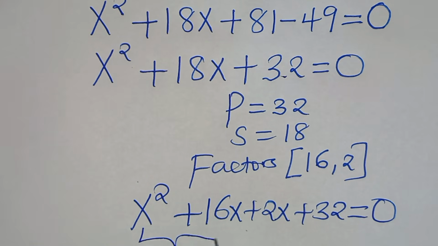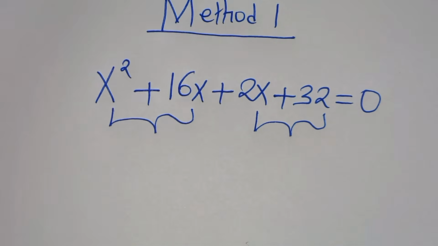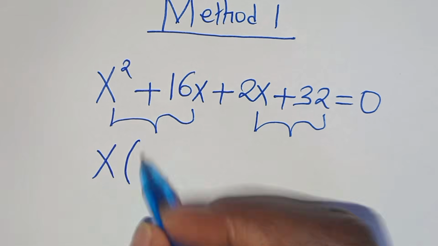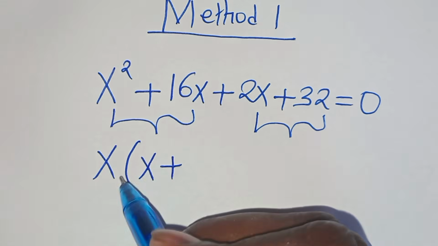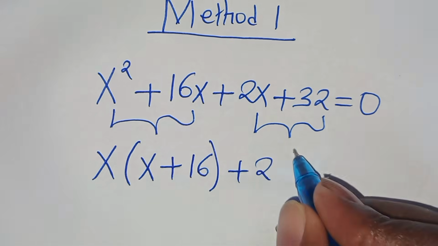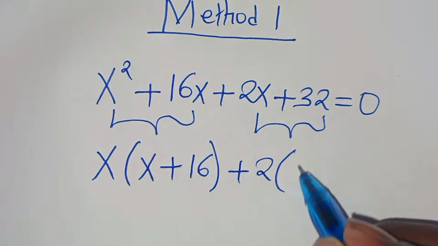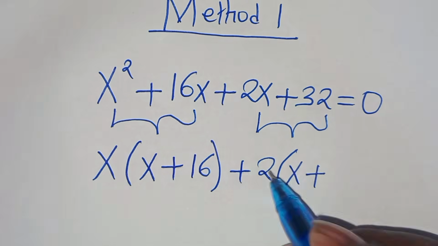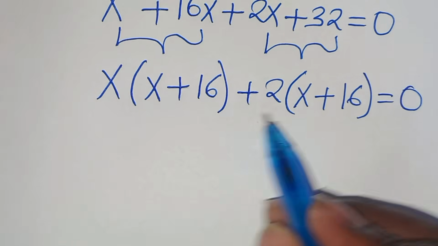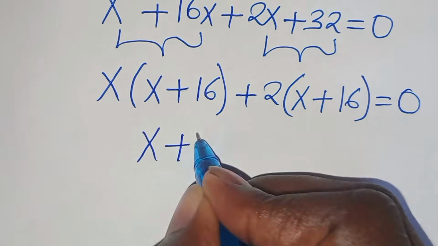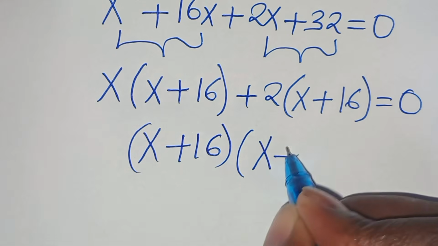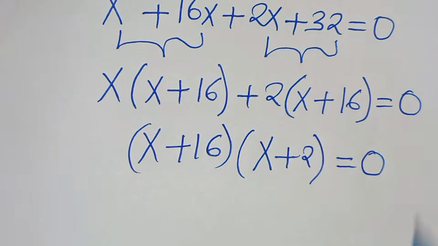So we have got two parts here. From the first part, x is common. Let's factor out x, so that x^2 divided by x is x, plus 16x divided by x is 16. Then for the second part, 2 is common, so let's factor out 2, so that 2x divided by 2 is x, then 32 divided by 2 is 16. So x + 16 is common here, and we have x + 16 times x + 2, which is equal to 0.